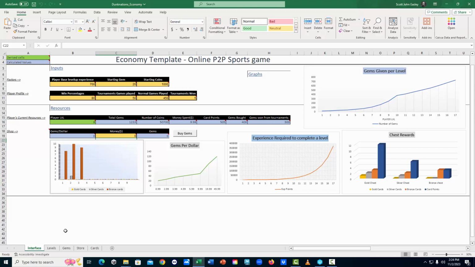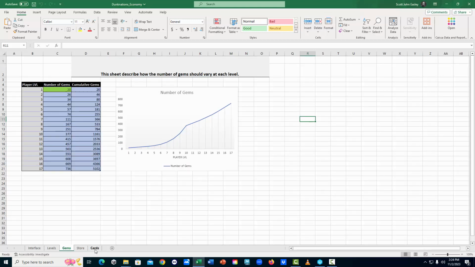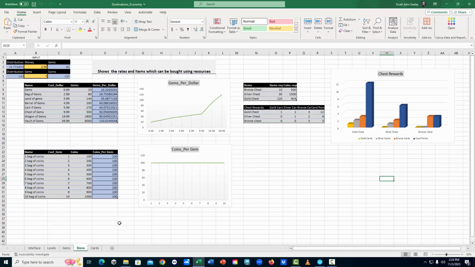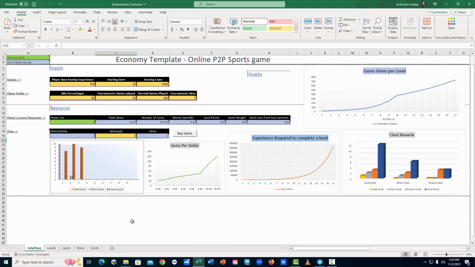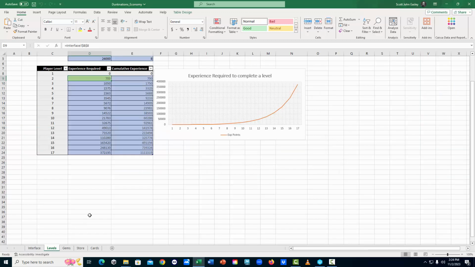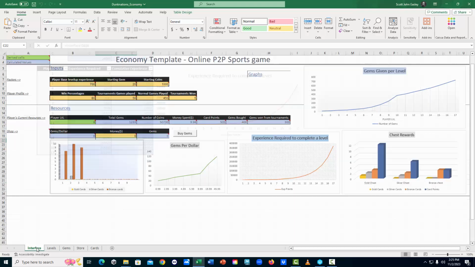Thank you. I will introduce the gems and store tab for you. Firstly, you can see the player's current state and resources in the interface tab. Player level is the current level of the player. Total gems and coins are the resources they have. And you can also check how much money the player has spent on this game.